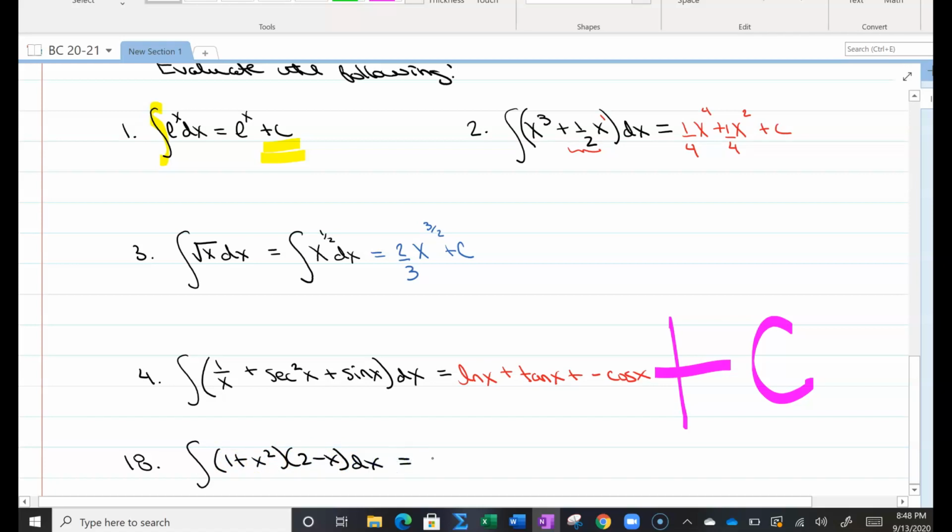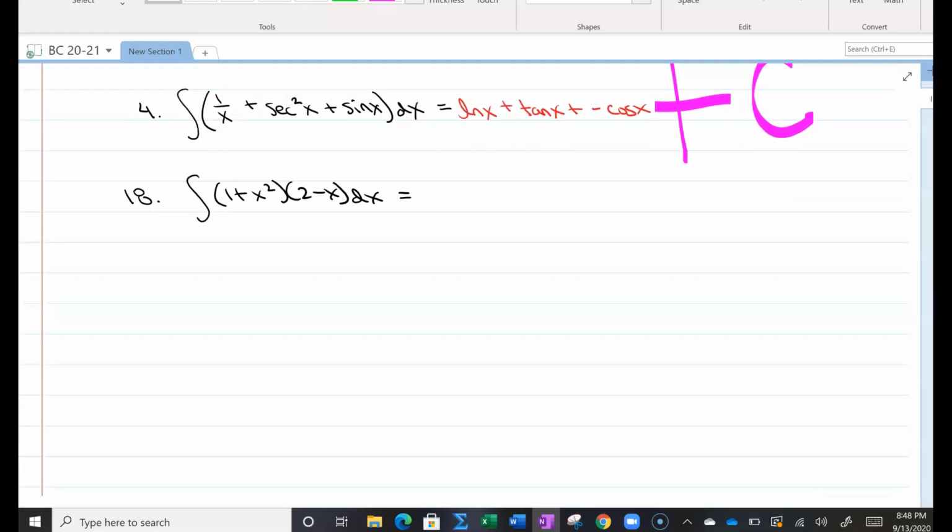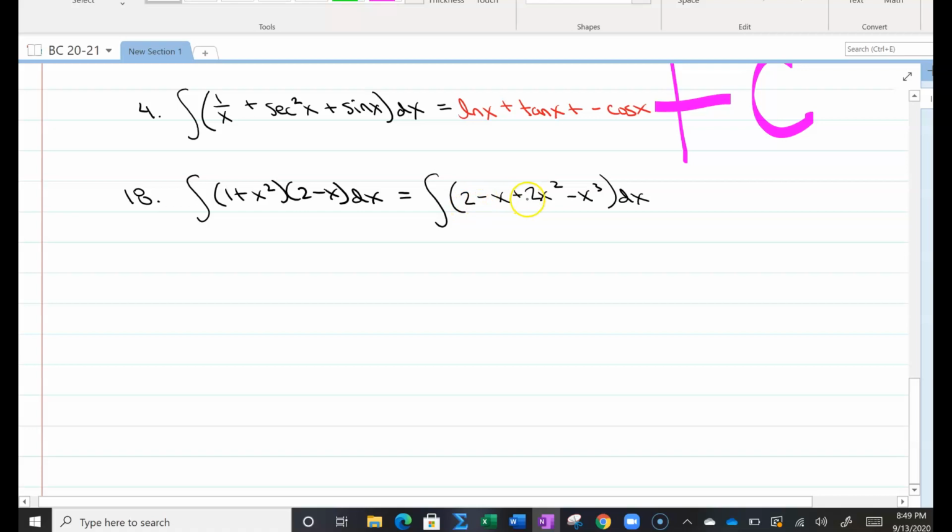Okay, so at this early juncture, we're not doing anything like the chain rule in reverse or the product rule in reverse or the quotient rule in reverse. Our first taste of anti-differentiating, or our first taste of taking the indefinite integral, is just recognizing derivative rules in reverse. So what I'm going to do here is FOIL it out. FOIL out the integrand. I'm going to get 2 minus x plus 2x squared minus x cubed dx. And then if I do that algebra, I notice my integrand is now in a place where I can just anti-differentiate term for term, okay?